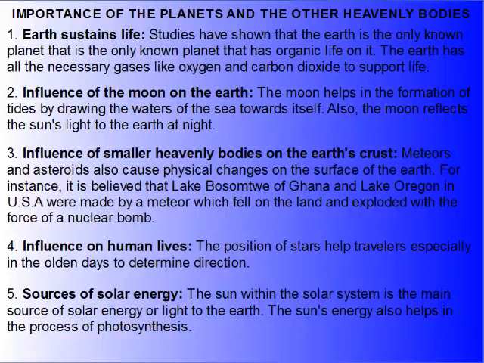Then the fifth and the last of the importance is source of solar energy. The sun within the solar system is the main source of solar energy or light to the earth. The sun's energy also helps in the process of photosynthesis, which helps plants to produce their own food. So these are some of the importance of the planets and the other heavenly bodies. There are more, but we look at these five.